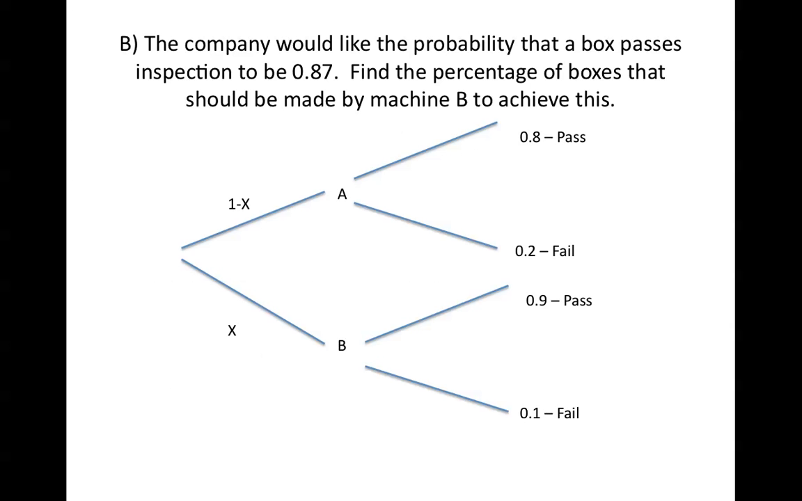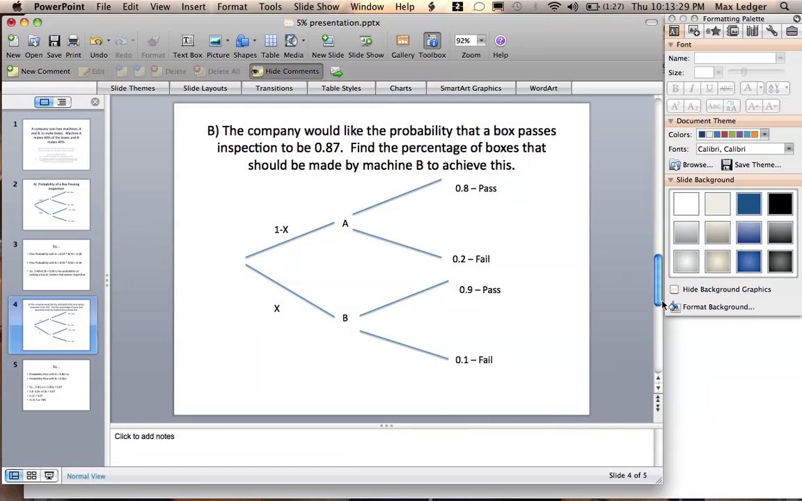Going back to this diagram here, what we see is that the percentage of boxes that should be made by machine B is 70%, and therefore 1 minus x, or 1 minus 0.7, gives you an answer of 0.3, or 30%. Therefore, we can conclude that machine B should make 70% and machine A should make 30%. That's it for the answer for this question.